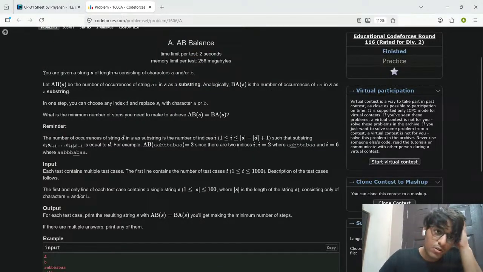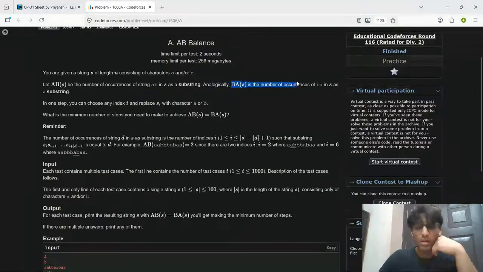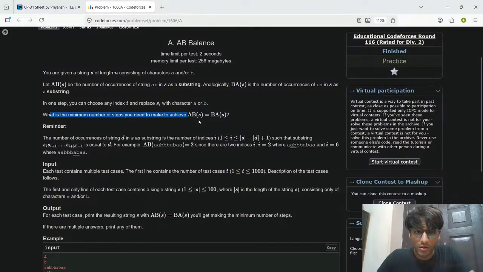You are given a string S of length n consisting of characters A and/or B. Let AB(S) be the number of occurrences of the string AB in S as a substring. Analogically, BA(S) is the number of occurrences of BA in S as a substring. In one step, you can choose any index i and replace S_i with character A or B. What is the minimum number of steps you need to make to achieve AB(S) equals BA(S)?